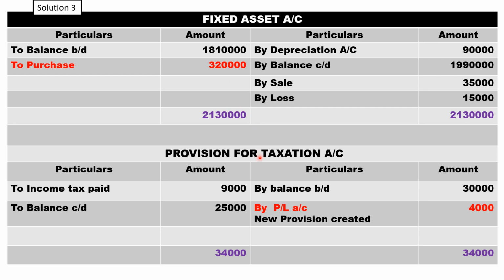Provision for tax account is a liability. By balance brought down 30,000. Next, to income tax paid: when you pay it is an expense, debit all expenses and losses, 9,000. Then to closing balance 25,000. So you get 4,000. That is called new provisions created. So it should be transferred to PL account.